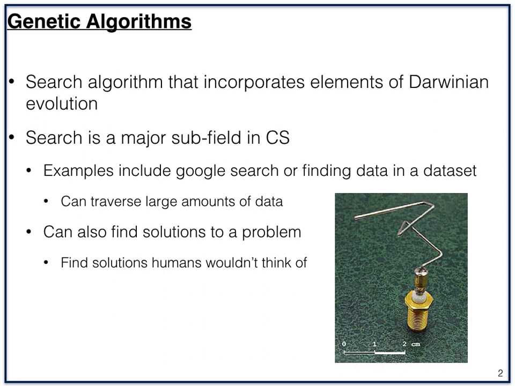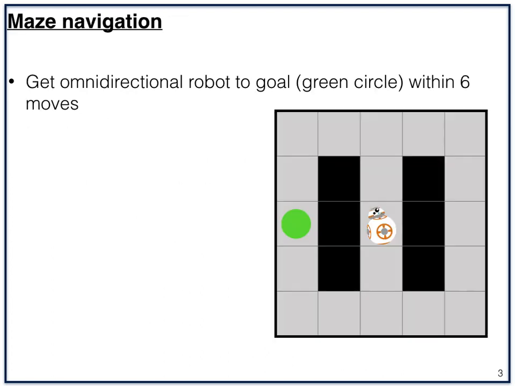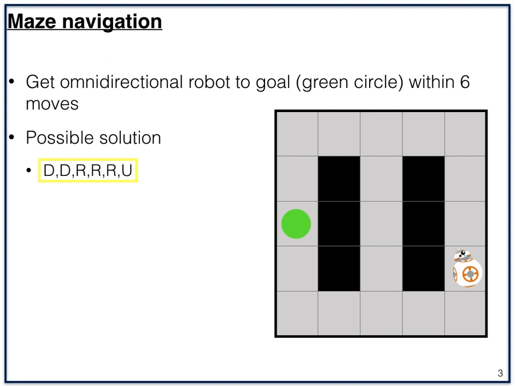So let me give you an example of a task that we use to solve with genetic algorithms. Here I have a maze navigation task. The goal is to get the robot that's in the center to move to the green circle within 6 moves. One possible solution is the following list of movements: down, down, right, right, up. And that'll get the robot to move to that location. Now this solution doesn't work. It doesn't get the robot to the goal location.